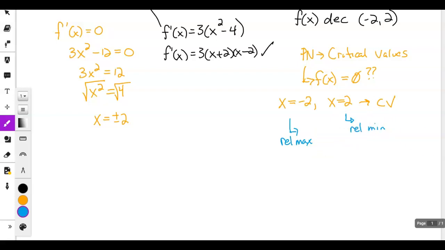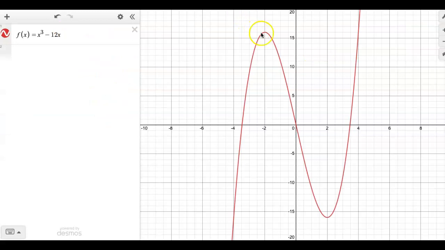And then if we go and look at the graph of this function, we can see that that's true. So if we look at the graph, we can see that there is a relative max at -2, and there's a relative min at 2.